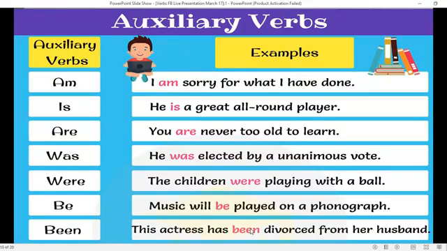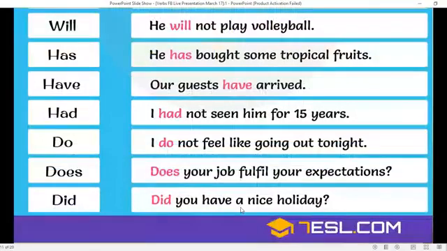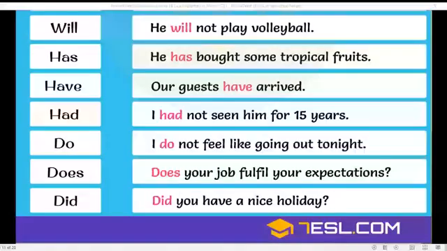So, we have am, is, are, was, were, be, been, will, or meron pa yata itong would. Pero hindi na siya na-include dito sa picture. Will, has, have, had, do, does, and did. Ayan. So, I think 7 prime is always active.